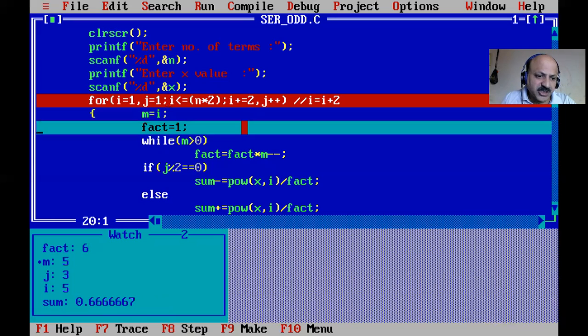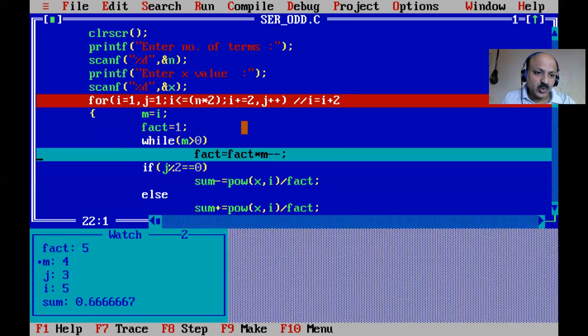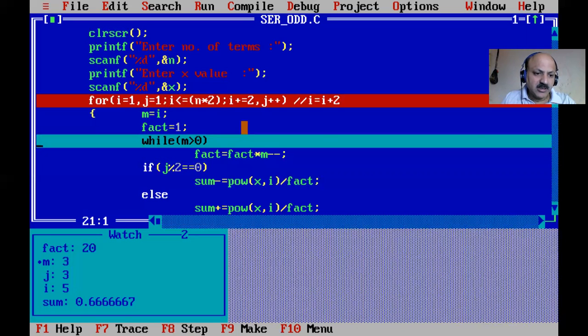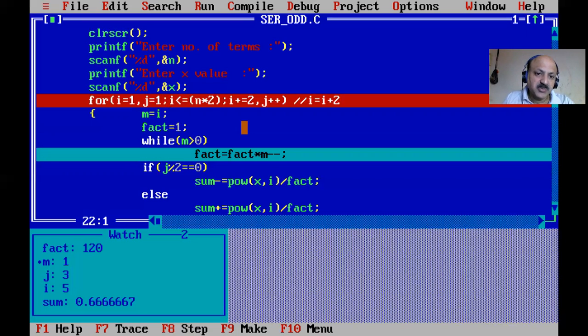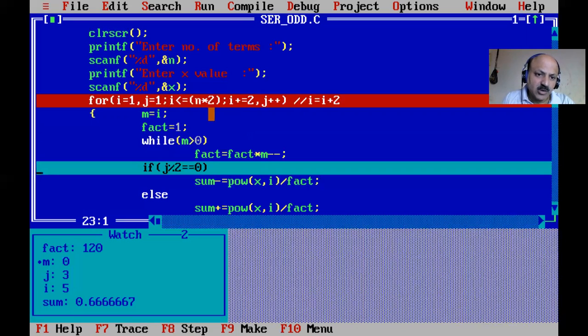So now let us check, that is now 5 factorial. So m is assigned 5, and that is 120. So 5 fact is 5 and multiply m is 4. So 20, 20 multiplied by 3 is 60. Yes, 60 multiplied by 2, 120. And m is 1, 120. So that is perfect. And now that while loop condition is false, and now j is 3. So that condition is false.